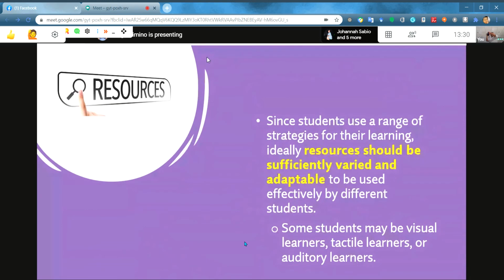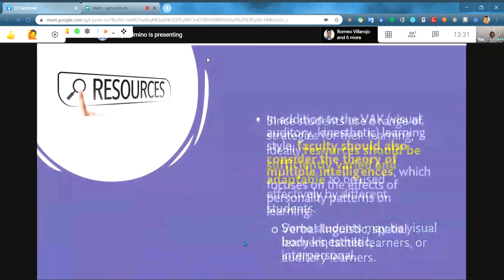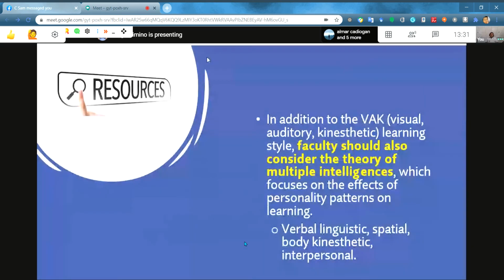So resources should be adaptable to all kinds of learners because of course students have different intelligences. In addition to the VAK or visual, auditory, kinesthetic learning style, faculty should also consider the theories of multiple intelligences, which focus on the effects of personality patterns on learning, like verbal, linguistic, spatial, body kinesthetic, or even interpersonal intelligences. So the intelligences of students really vary.